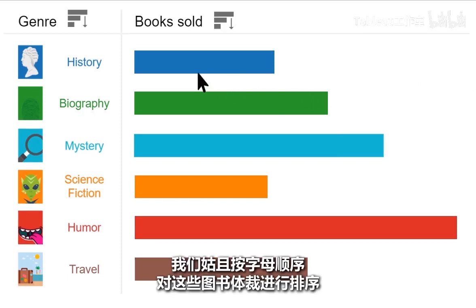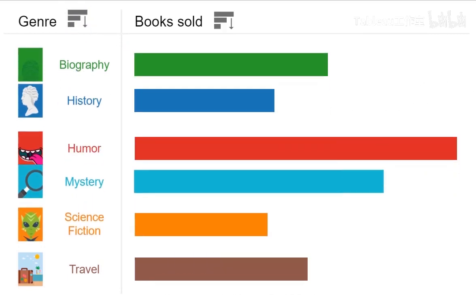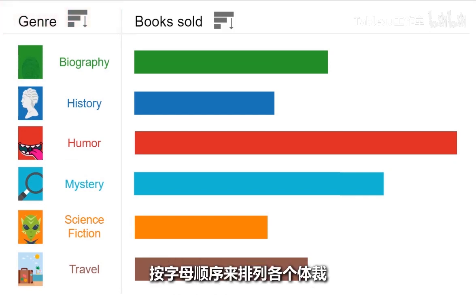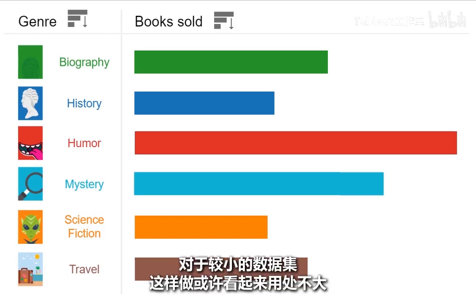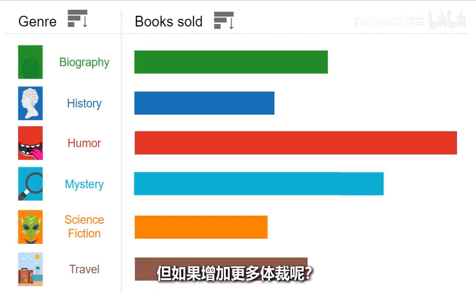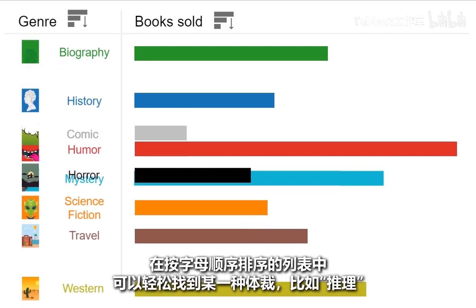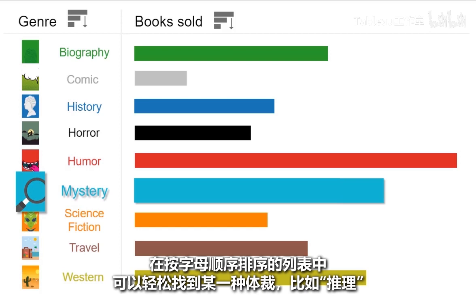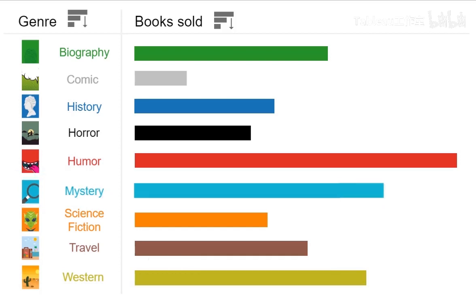Let's put the book genres in alphabetical order. We can use the genre dimension in our view to have Tableau arrange the genres alphabetically for us. With a small data set, this might not seem very helpful, but what if more genres are added? I can easily find a specific genre, like mystery, within an alphabetical list.